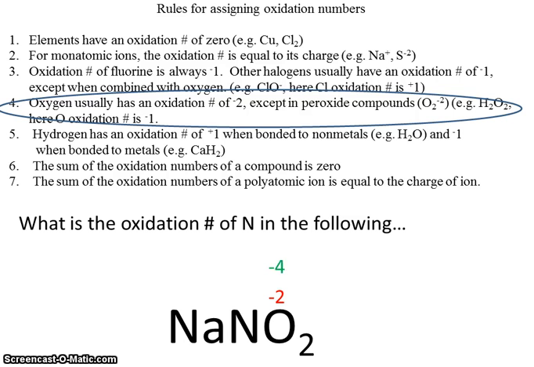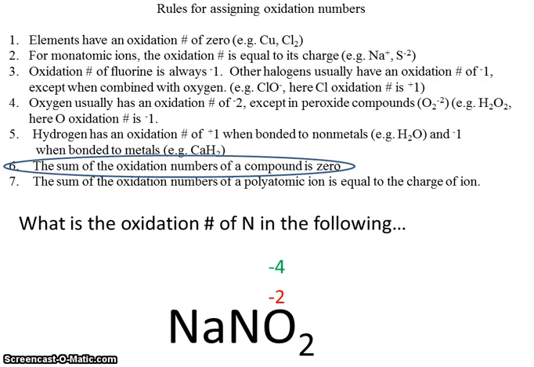Now we have 2 oxygens, so that's a total of -4. And if we look at number 6, it reads the sum of the oxidation numbers of a compound is 0. This is a compound, so the sum is 0. Now we don't have any rules for nitrogen, nor do we have any rules for sodium. But we do know that sodium, it's located in group 1, and it always has a charge of +1. So we're going to safely assume that sodium has an oxidation number of +1. And we have 1 sodium.